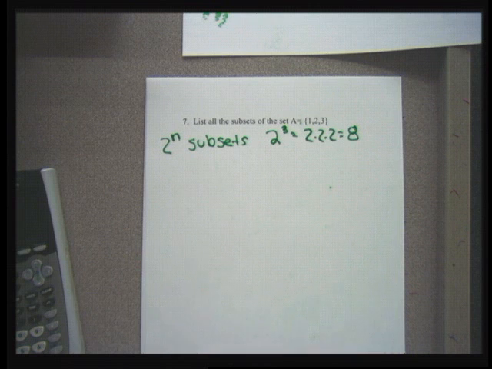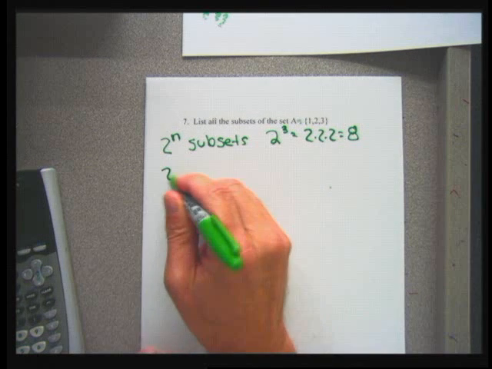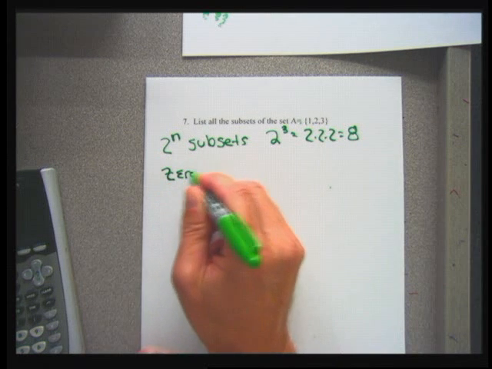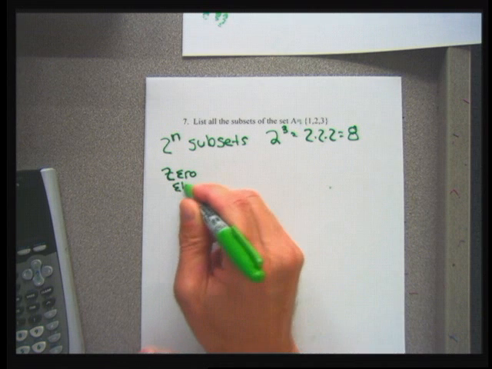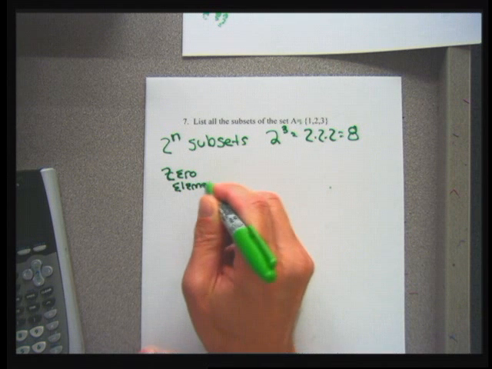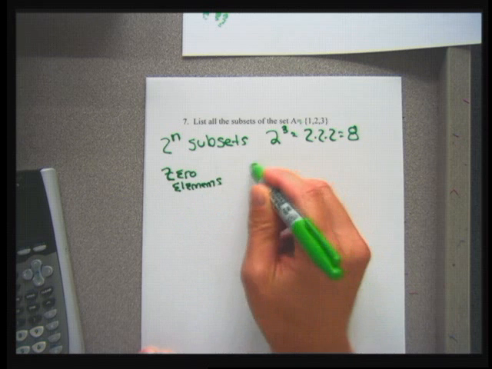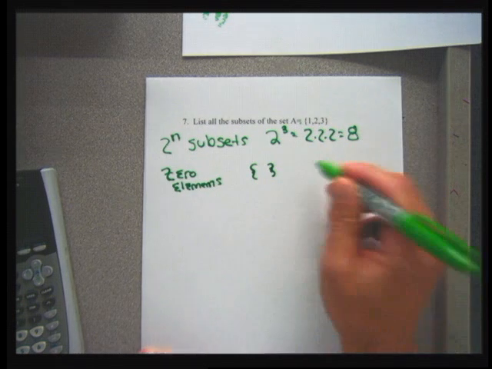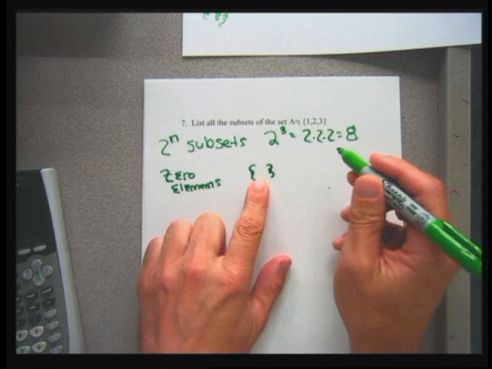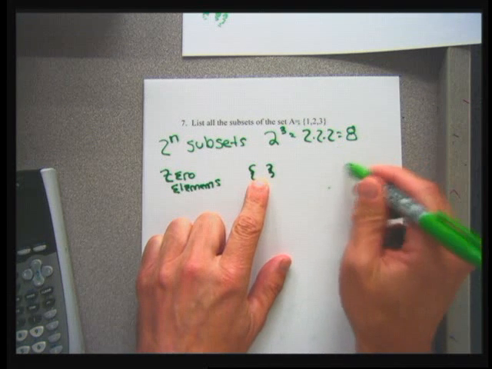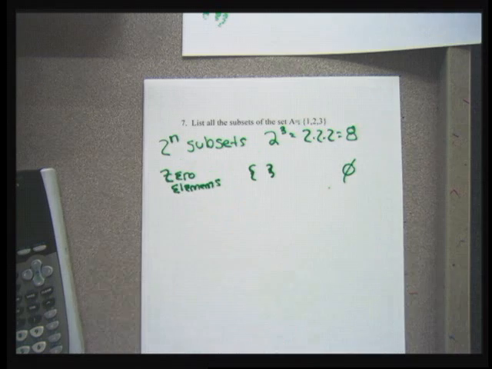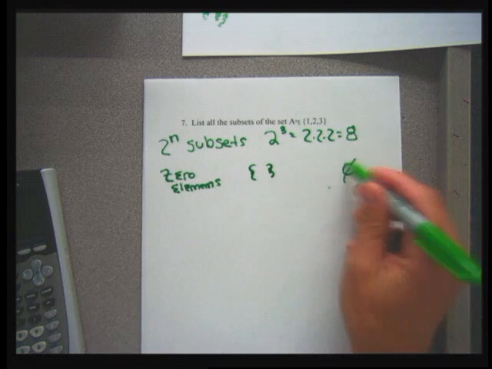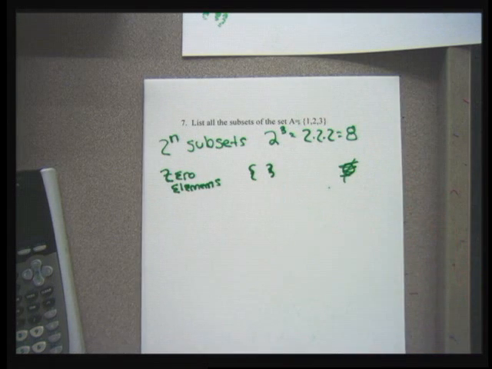And there's going to be subsets that have 0 elements, and that's the empty set. The empty set is a subset of every set. So one of the subsets I'm writing is the empty set. I can write it as the set brackets with nothing inside, or I can write a 0 with a line through it. That only stands for 1. I'm just going to do the empty set like that.